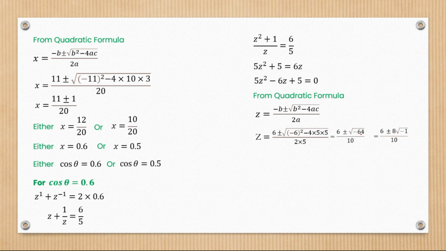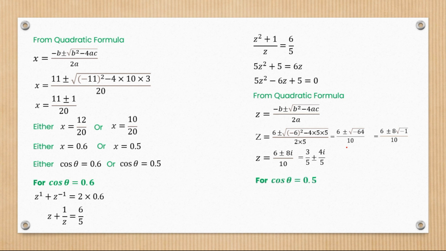Now we are left with a root of negative 64. That means there's going to be an i value somewhere. Then this becomes 6 plus or minus 8i over 10. Simplify this and we have 3 over 5 plus or minus 4i over 5. Those are the first two values of z that we're looking for. So z can be 3 over 5 plus 4i over 5, or 3 over 5 minus 4i over 5. So this is a combination of two different answers.